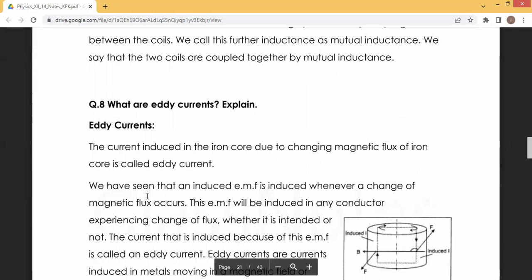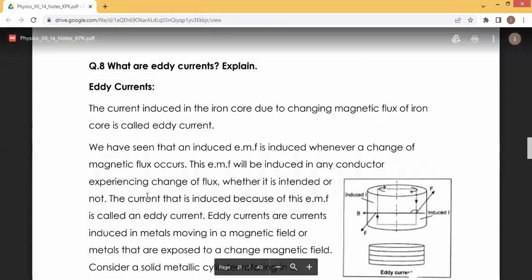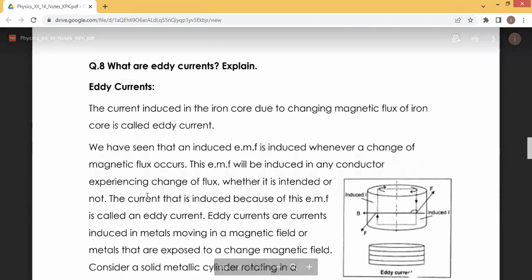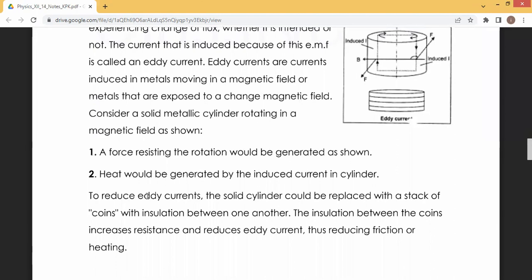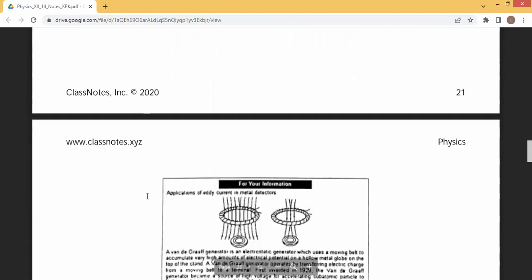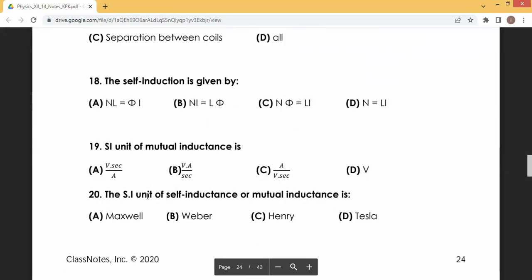What are eddy currents? The currents induced in the iron core due to changing magnetic flux of the iron core are known as eddy currents. So eddy currents are induced due to change in magnetic flux of iron. This will produce a repulsive force and heat also. So this is about the MCQs of the topic.